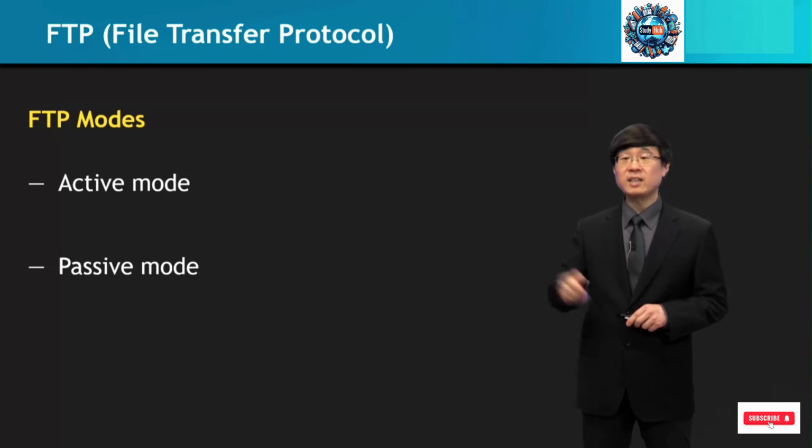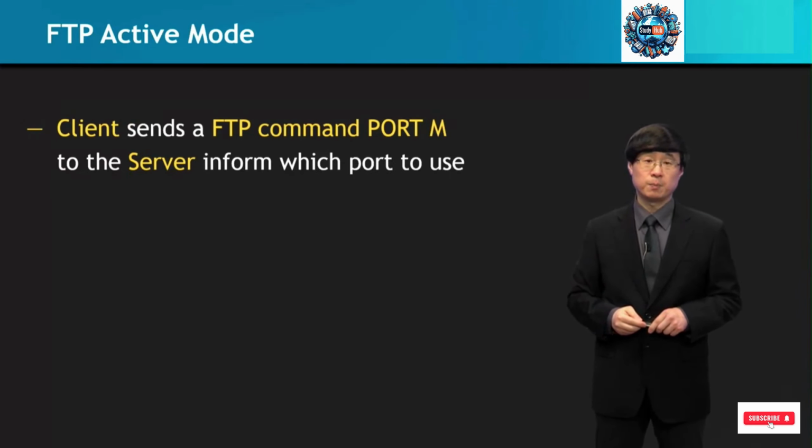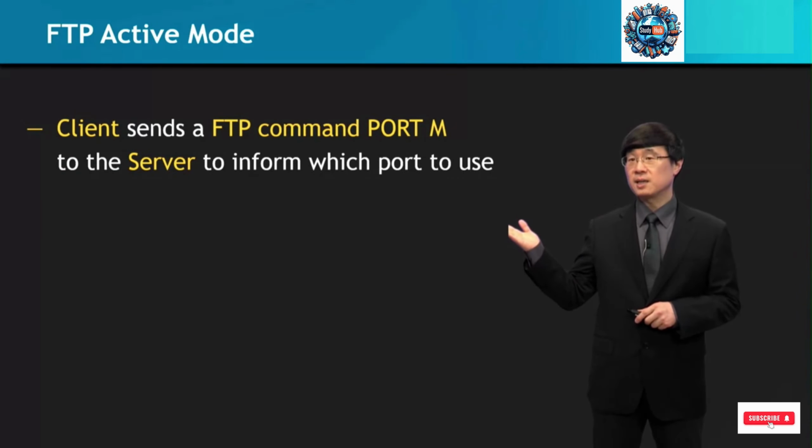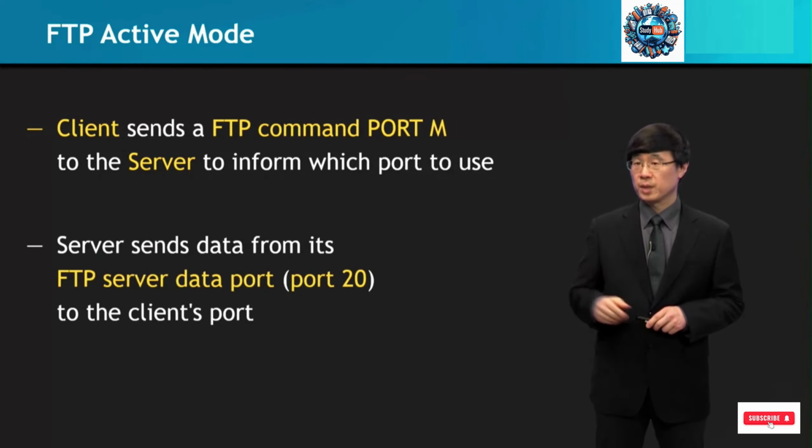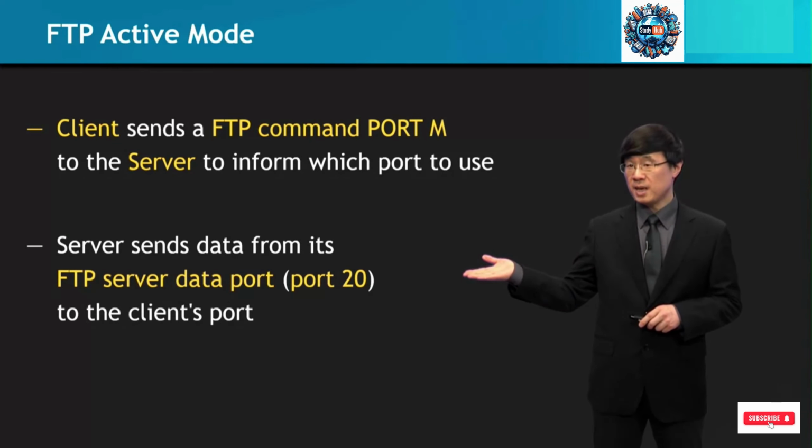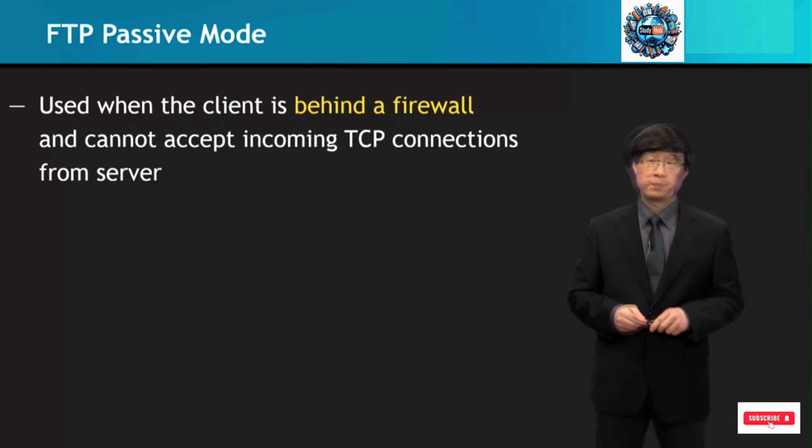FTP modes include active mode and passive mode. In FTP active mode, a client sends a FTP command PORT M to the server to inform which port to use. Server sends data from its FTP server data port to the client's port.